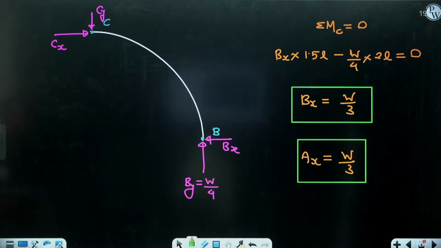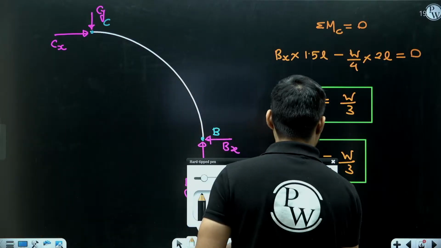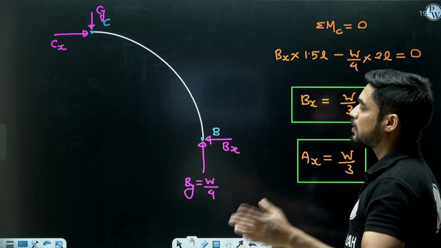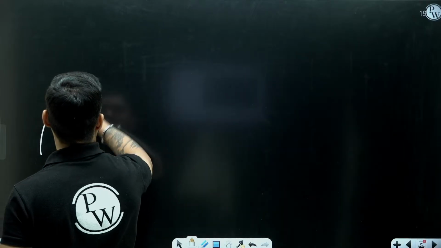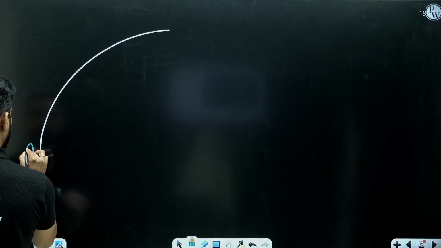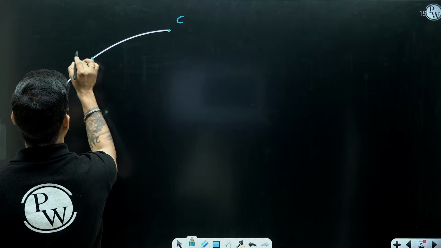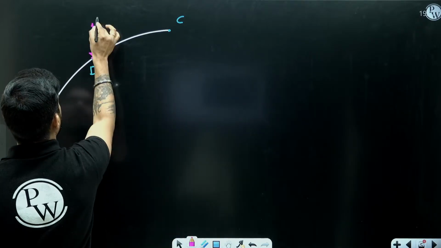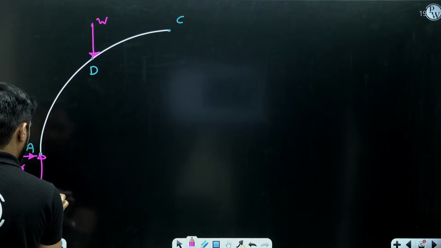You can solve this problem by drawing the FBD of AC also. Although I don't need to draw it, but I will still draw it so that you will understand. If you draw the FBD of AC, how is it going to look? So this will be the FBD of AC. This is A, this is C, somewhere here is D. W is acting at D. This is AX and AY, right?